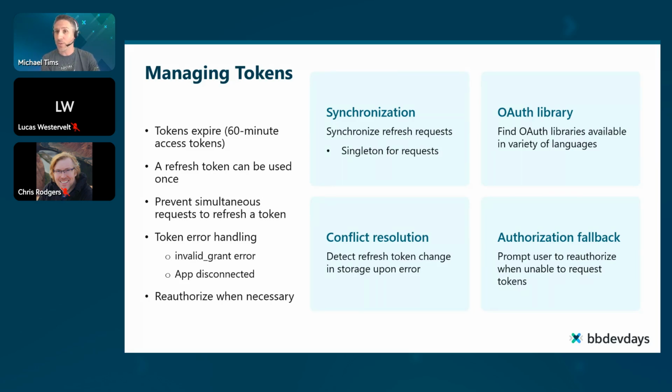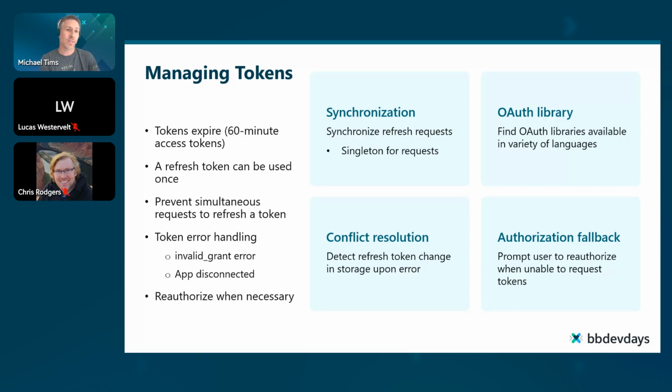When designing your application, how will you handle the possibility of different requests triggering a token refresh simultaneously? From day one, build token error handling, as Chris just touched on earlier. Sky API documentation includes an extensive list of common authorization errors, which we'll provide a link to later.